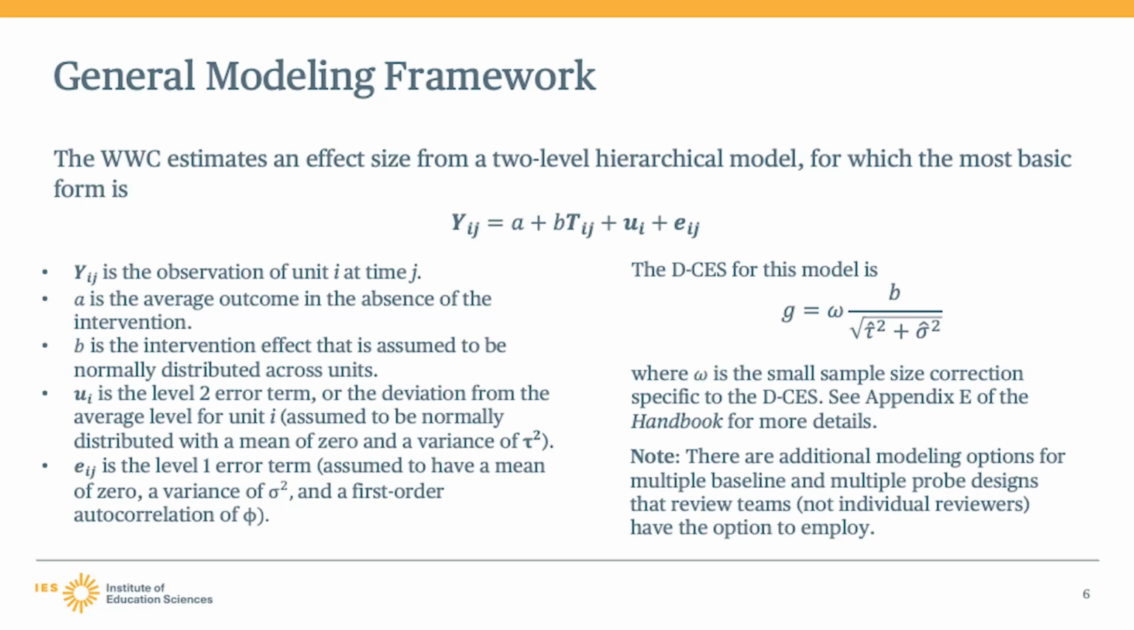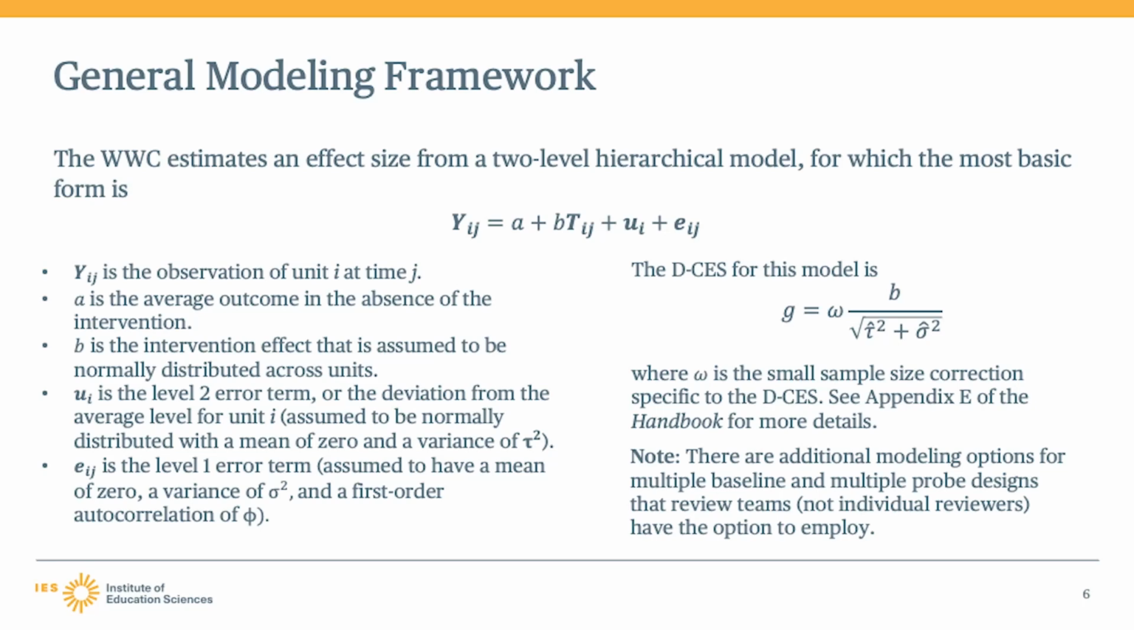Yij is the observation of unit i at time j. A is the average outcome in the absence of the intervention. B is the intervention effect that is assumed to be normally distributed across units. Ui is the error term, or the average deviation from the overall average for unit i. These deviations are assumed to be normally distributed with a mean of 0 and a variance tau squared.